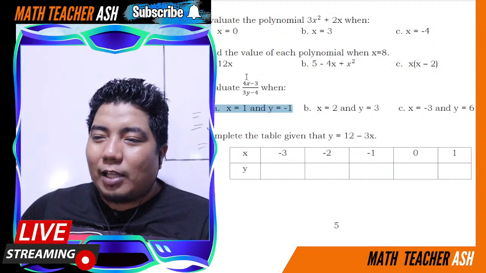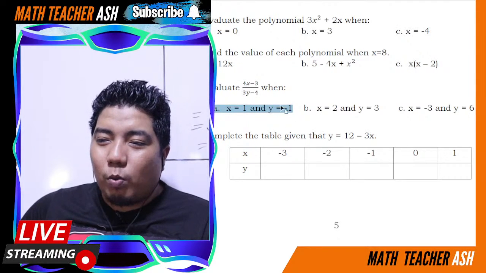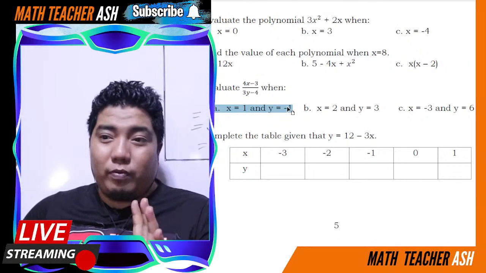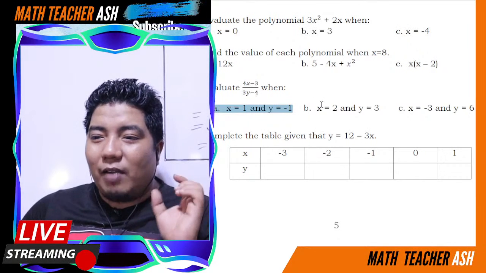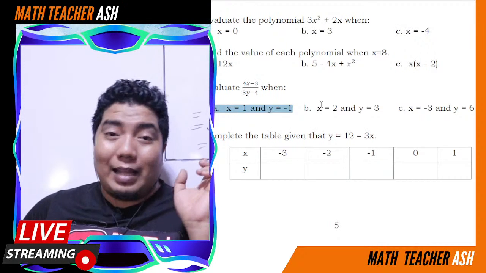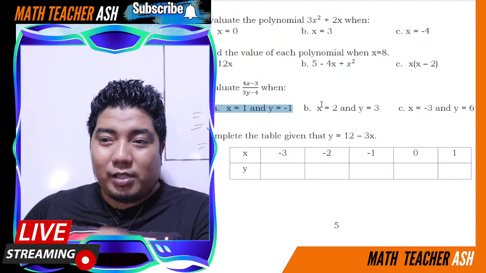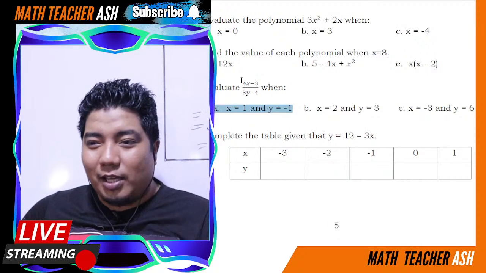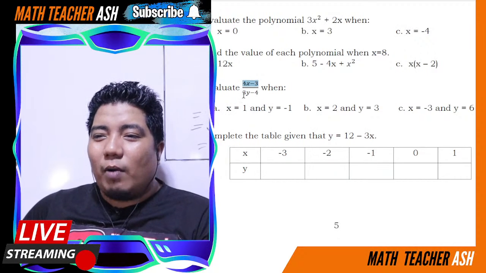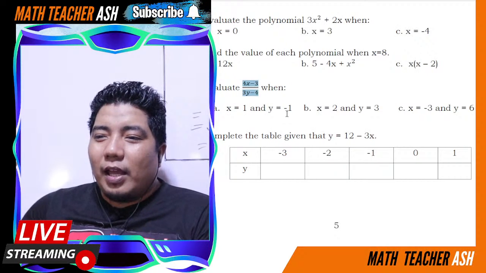So, papalitan nyo ang x ng 1, papalitan nyo ang y ng negative 1, then solve. So, for letter A, we have 4 times 1, that is 4. 4 minus 3, that is 1. Okay, yun ang sagot sa numerator. How about sa denominator? Negative 1.